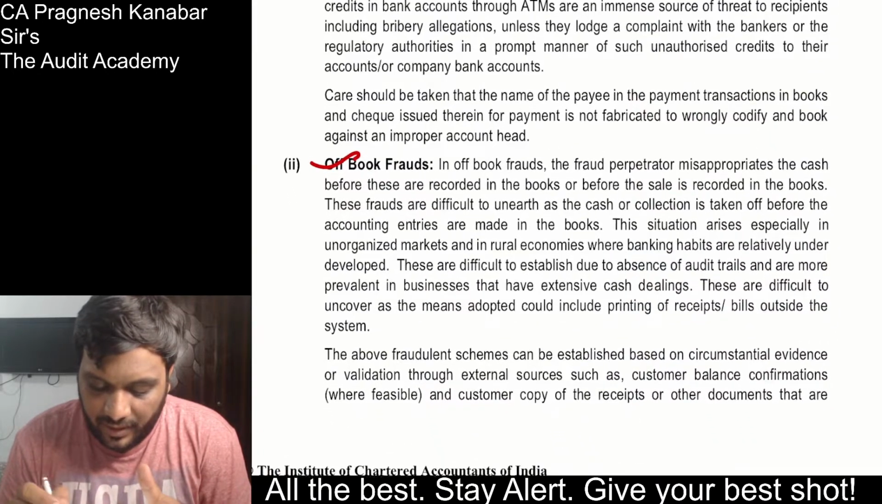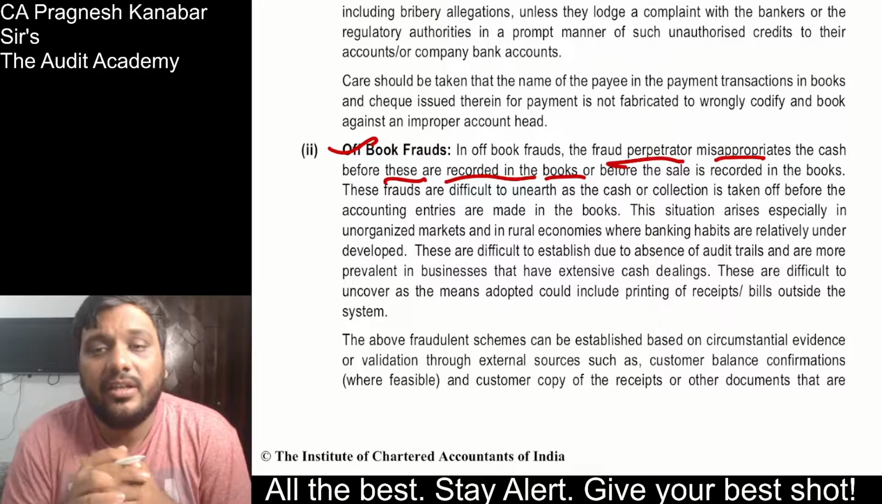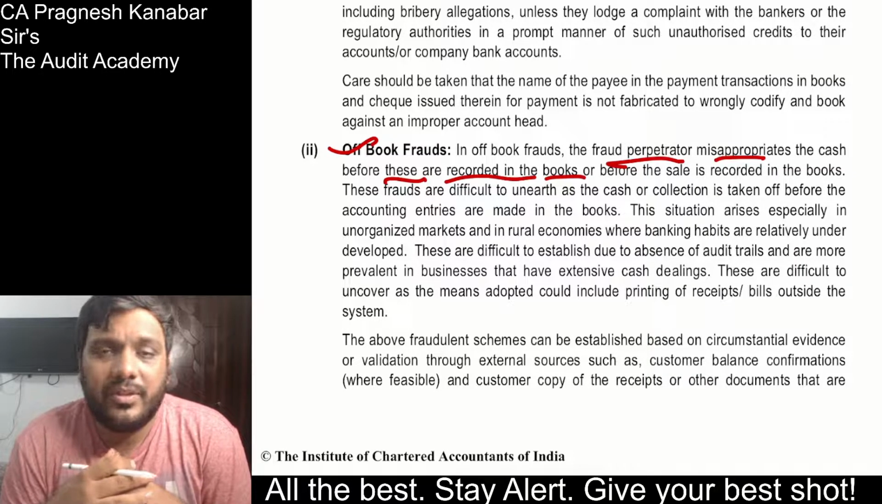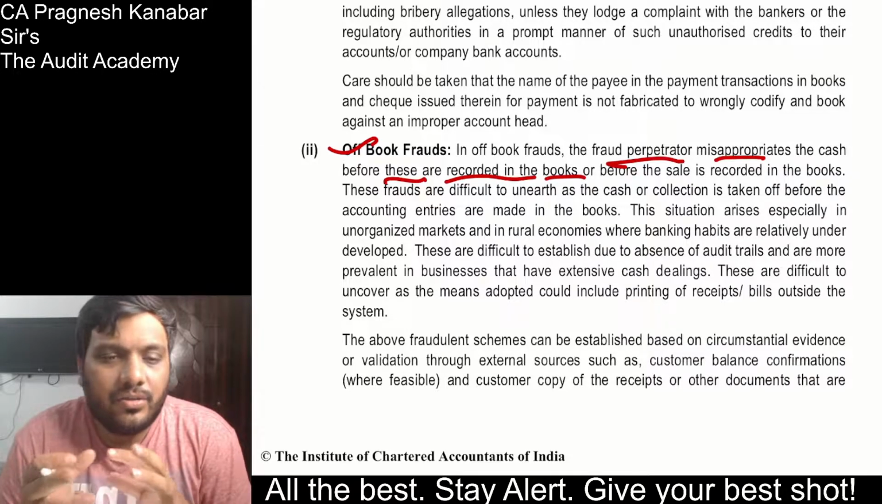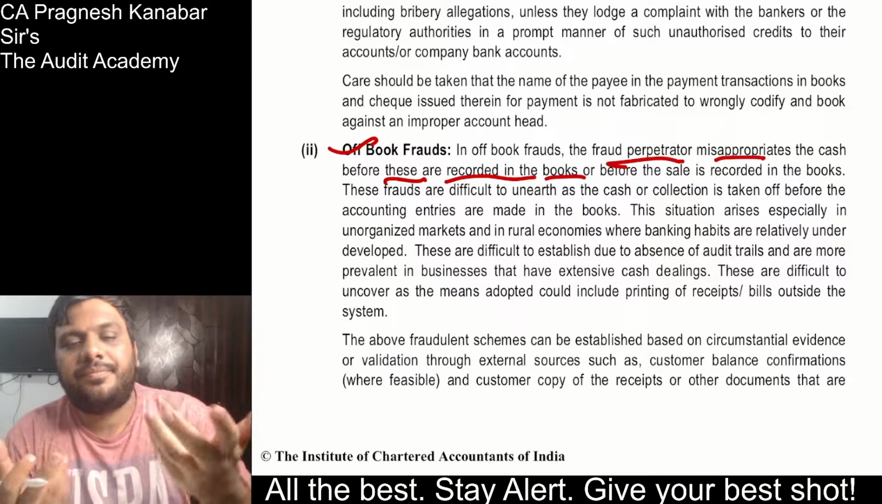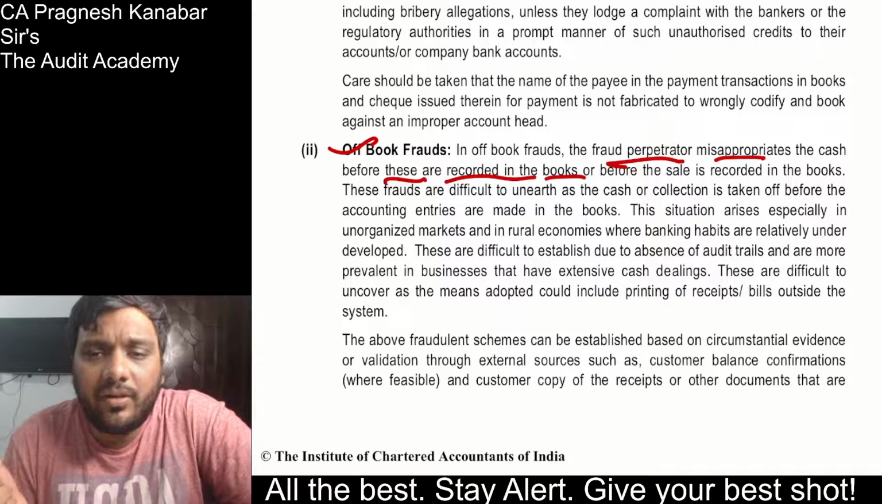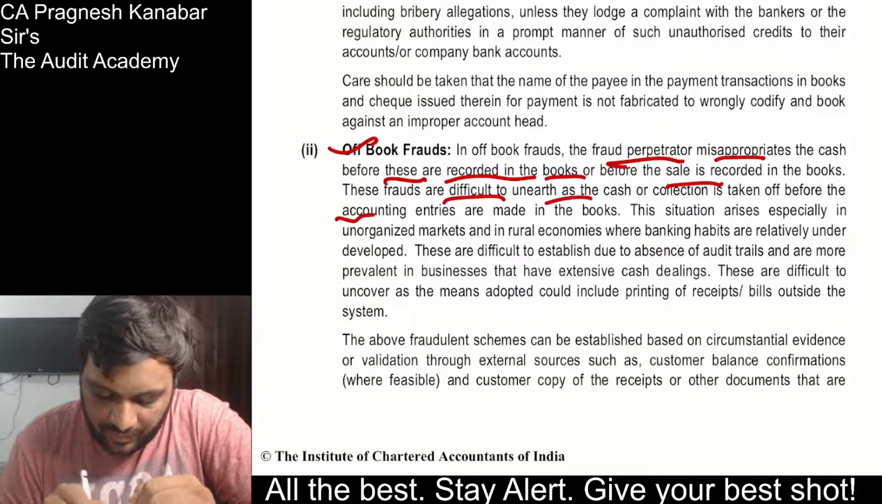In off-book frauds, the fraud perpetrator misappropriates the cash before it is recorded in the books. Oh yes, that is also possible. So there are cash sales, and I don't record them in the books itself. Then that turns out to be off-book fraud, where the sale is not recorded in the books. These frauds are difficult to unearth.